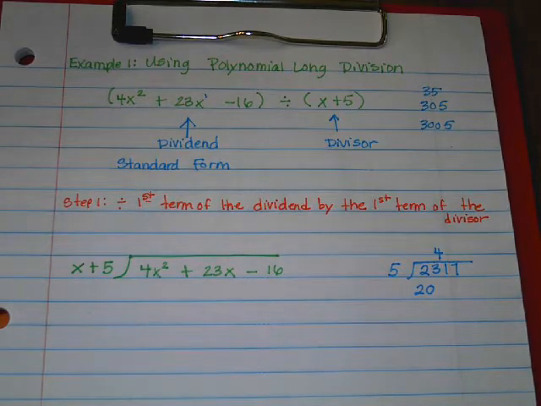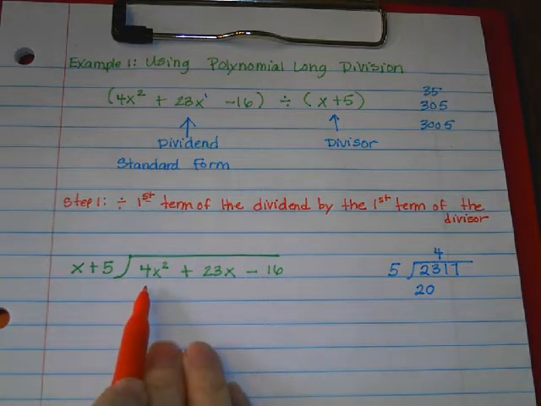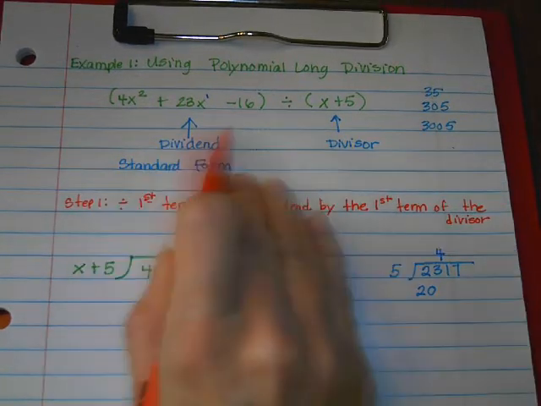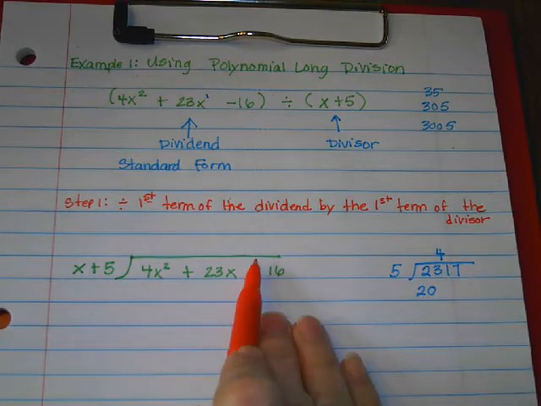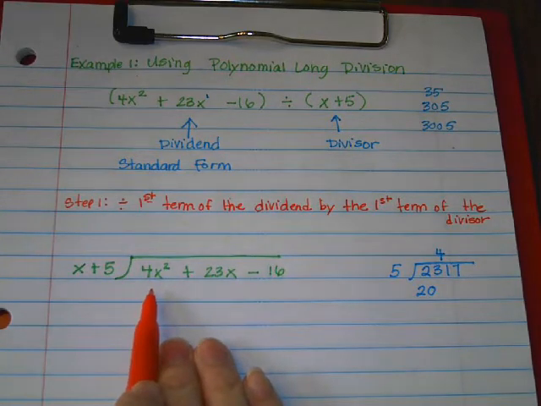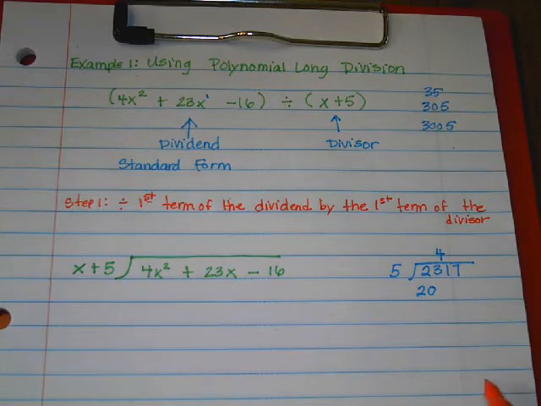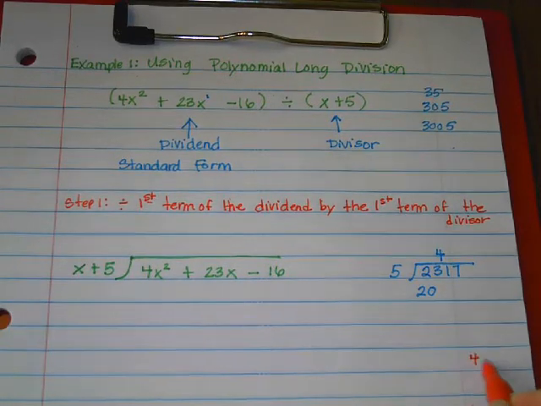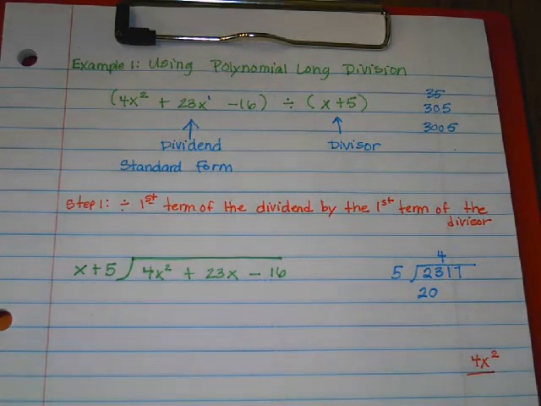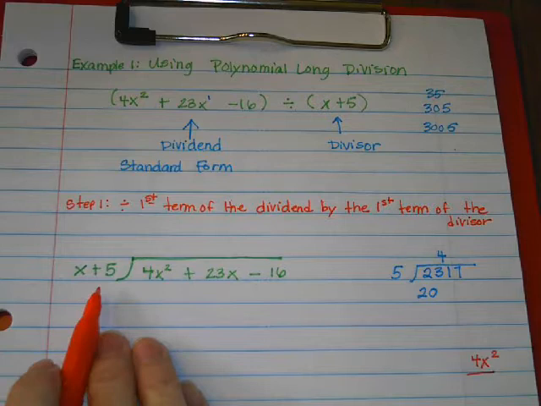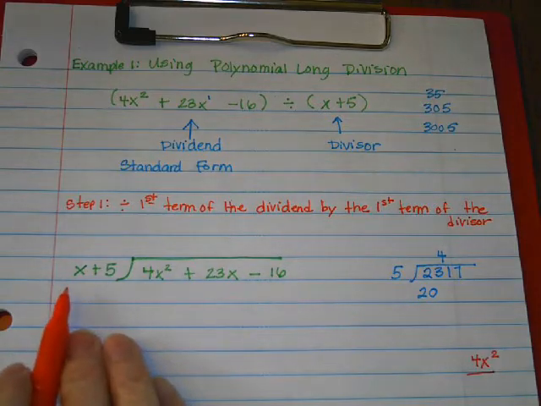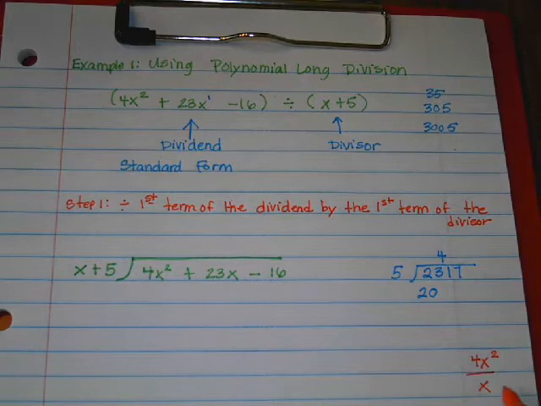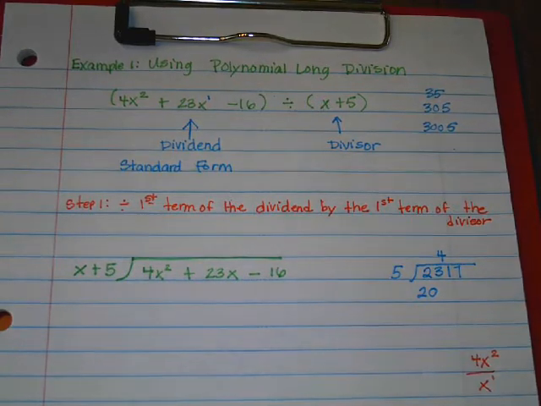So the first term of our dividend is right here. Our dividend, remember, is the piece that is underneath our division bar. So here is our dividend, 4x squared. I put that right over here somewhere so you guys can see. So 4x squared, that's the first term of our dividend. We're going to divide this by the first term of the divisor. Our divisor is on the outside. The first term of our divisor is x. Divide by x. So this is an understood x to the first power.